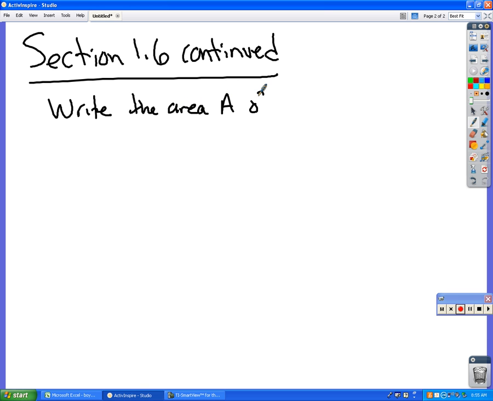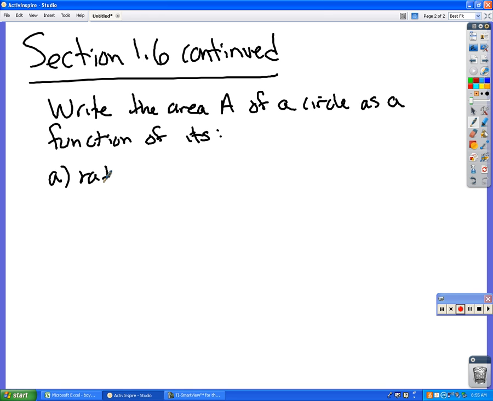area A of a circle as a function of its, and there are three different ways that we can do this: radius, diameter, or circumference.